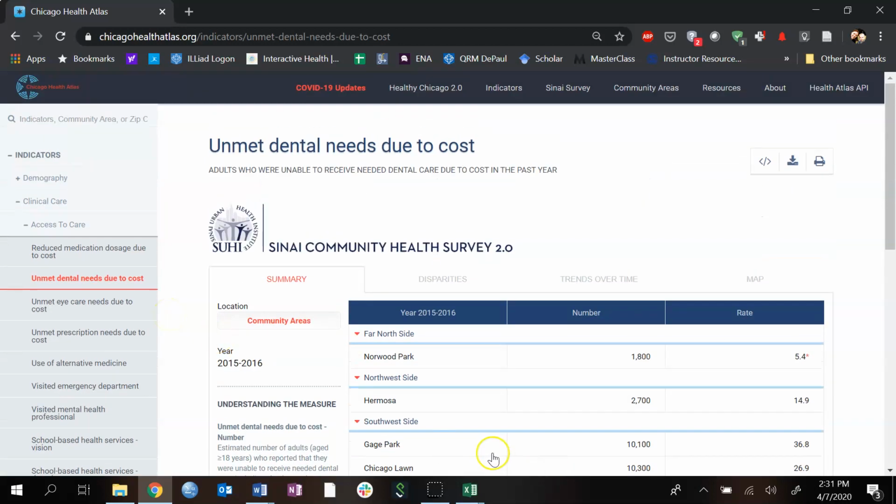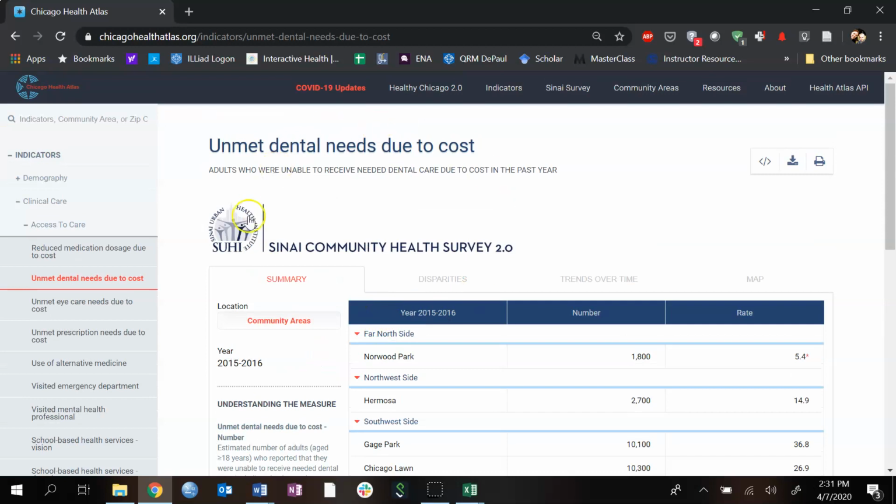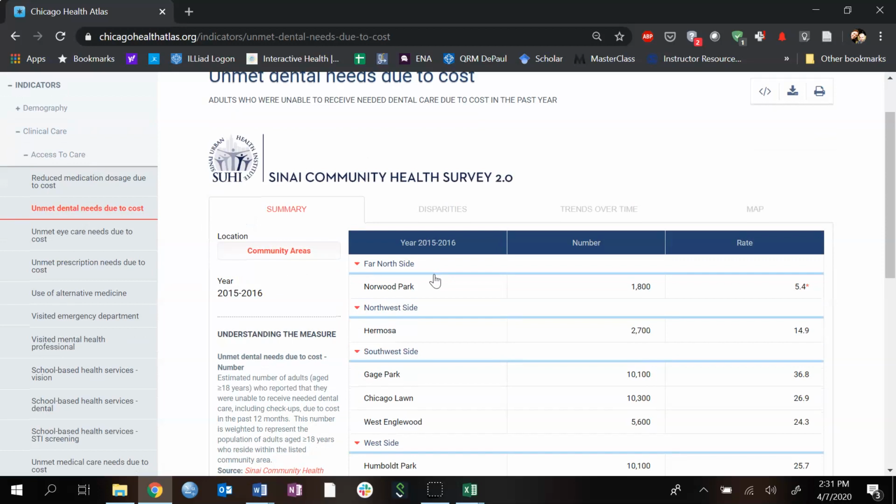However, we're not going to be able to use this data, all right, because the community areas it is available for are limited. Okay, so we have Norwood Park, Hermosa, Gage Park, Chicago Lawn, West Englewood, Humboldt Park, North Lawndale, South Lawndale. So this data comes from the Sinai Community Health Survey. And instead of surveying participants from the entire city, like the Chicago Health Survey does, the Sinai Community Health Survey focused only on a handful of community areas in Chicago, okay?